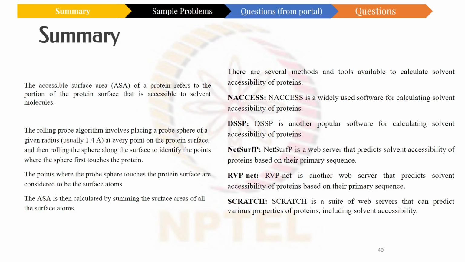What if we want to study membrane proteins? We cannot use water, right? So the probe must be changed. The most repeated part of the membrane structure is CH2. So the CH2 probe radius is 2. So the solvent accessibility calculation, when CH2 is the environment or surrounding solvent, can be performed using the FreeSASA module of Python.